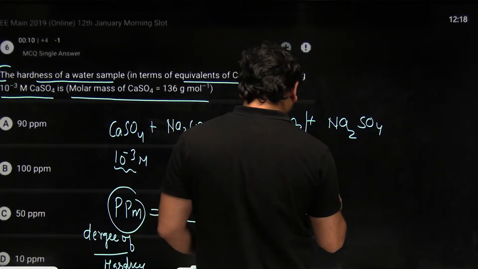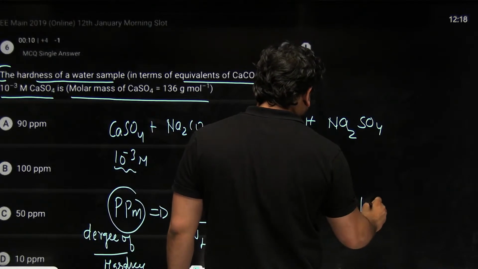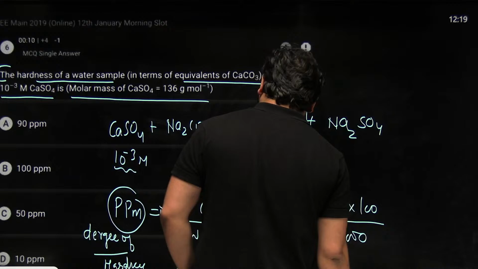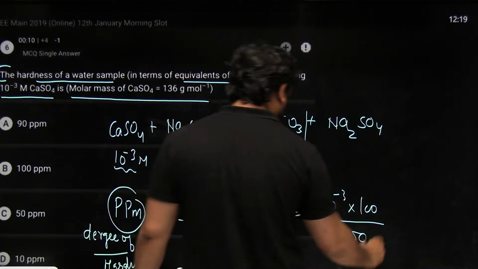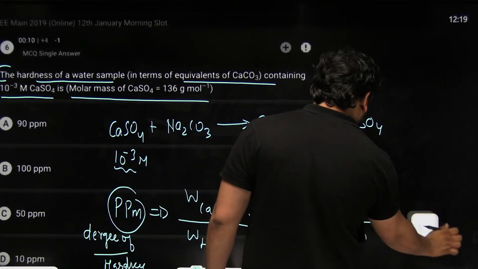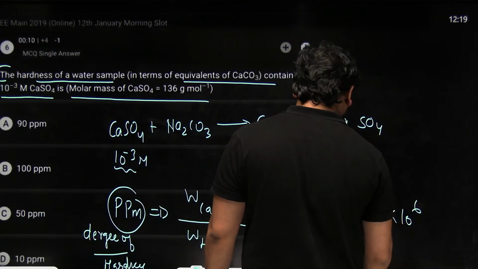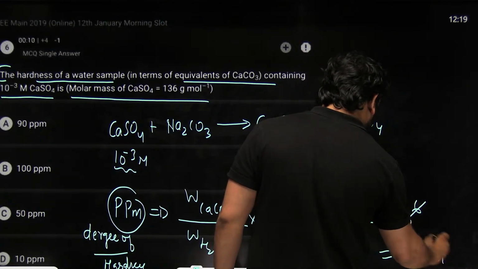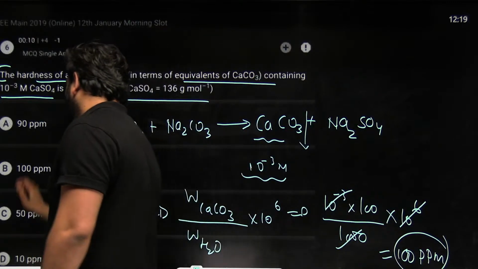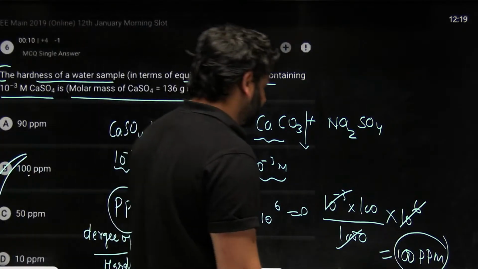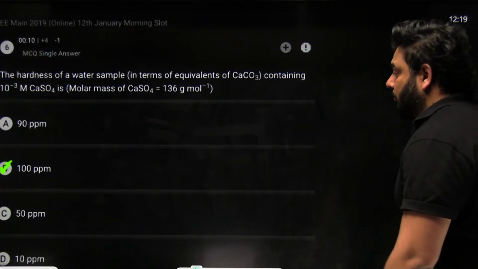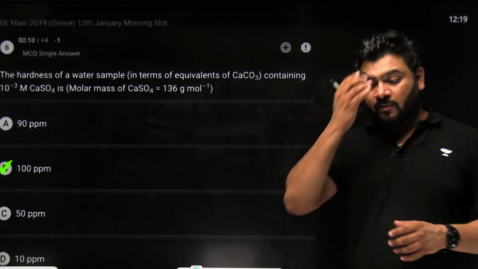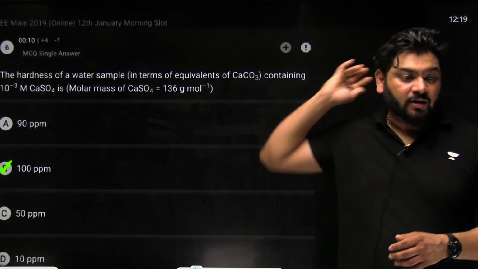So mass will be 10 to the power minus 3 times the molar mass of calcium carbonate, which is 100 gram per mole, divided by water, which is 1 liter, and we can take it as 1000, into 10 to the power 6. So just solve it. I guess it should come up as 100 parts per million. Let's see the correct answer. 100 is correct.